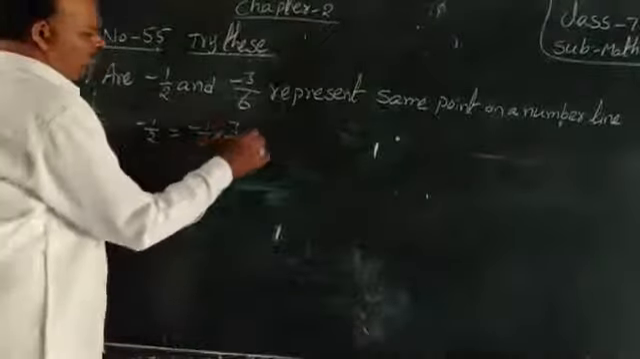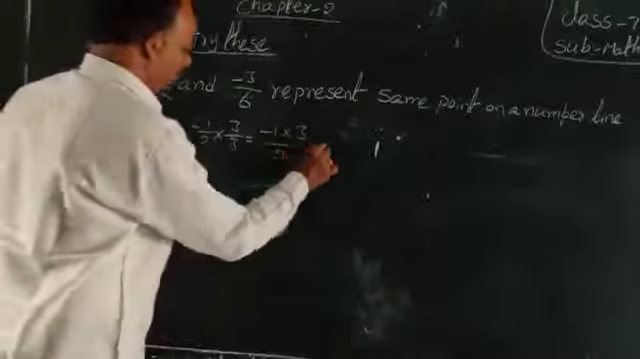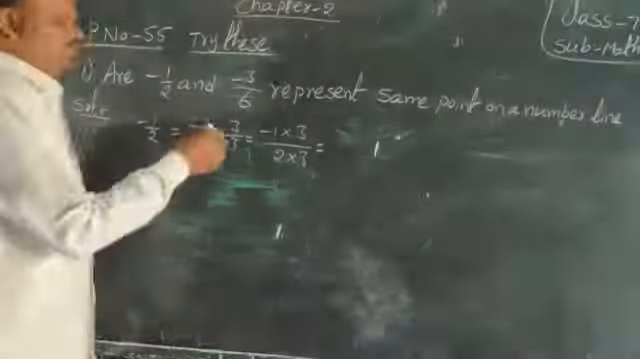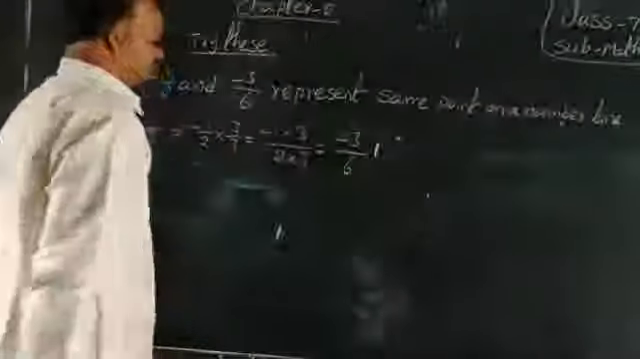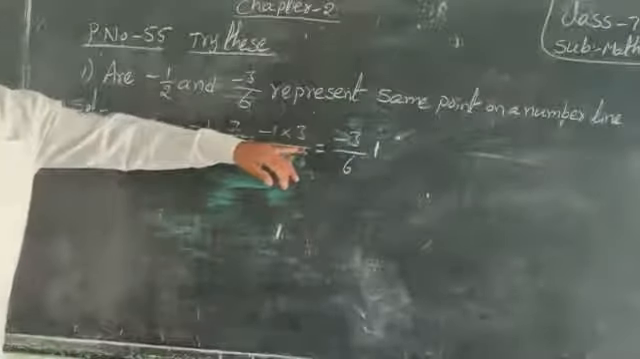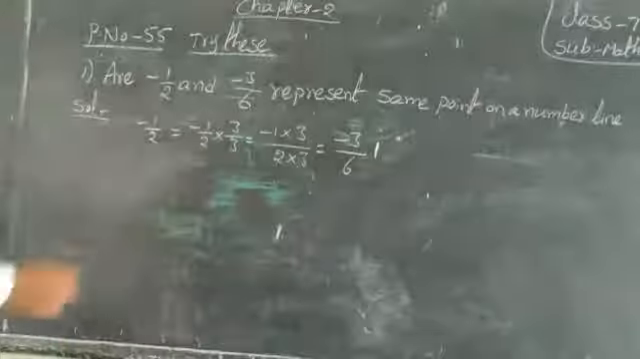Now we are multiplying the numerators: -1 into 3, by 2 into 3, as we multiply the denominators too. -1 into 3 is -3, and 2 threes are 6. So -3/6. These two values are equal. So these two values represent the same point.